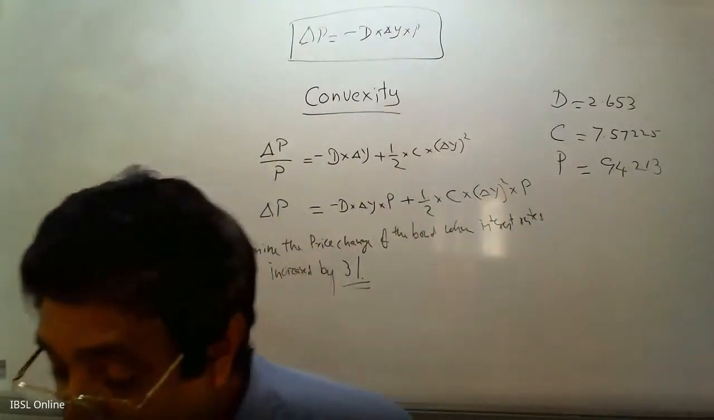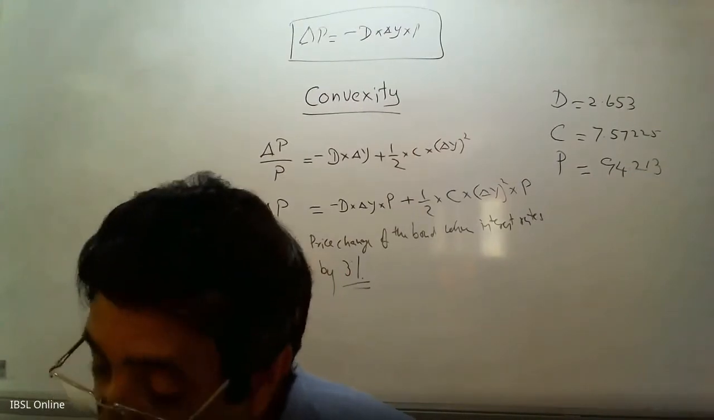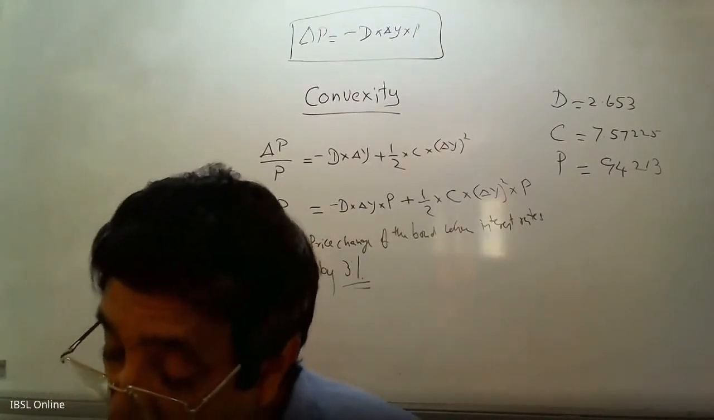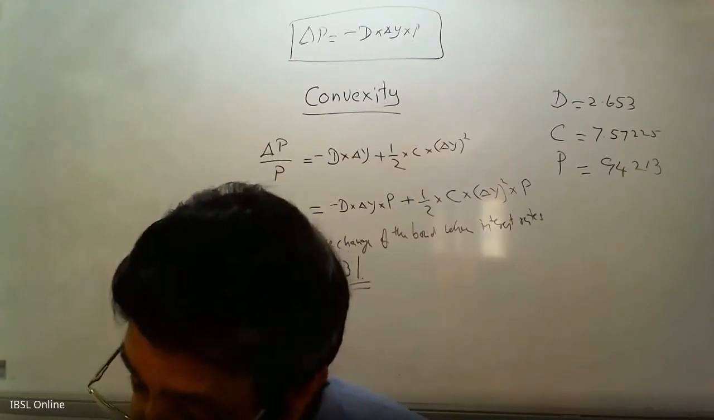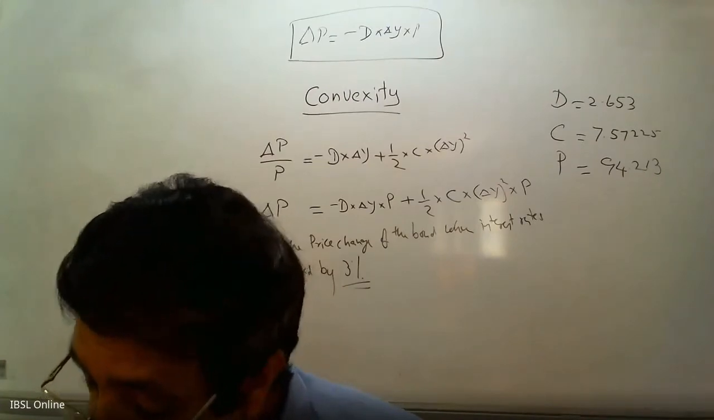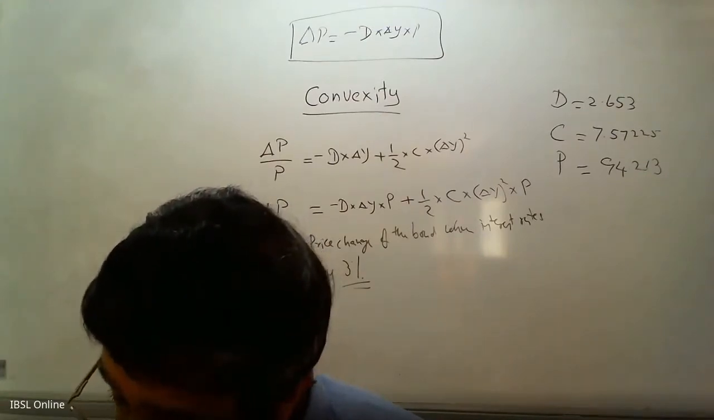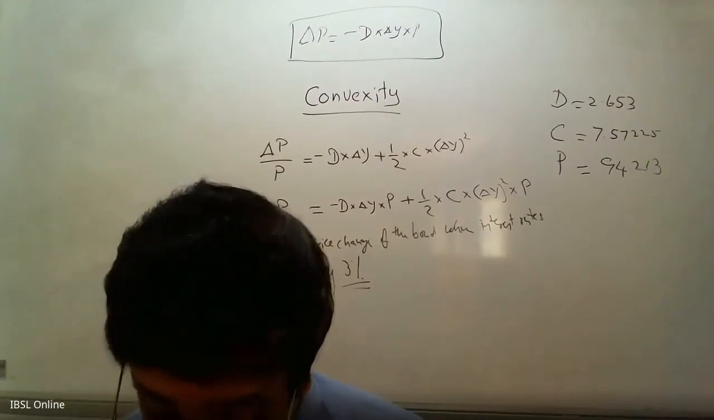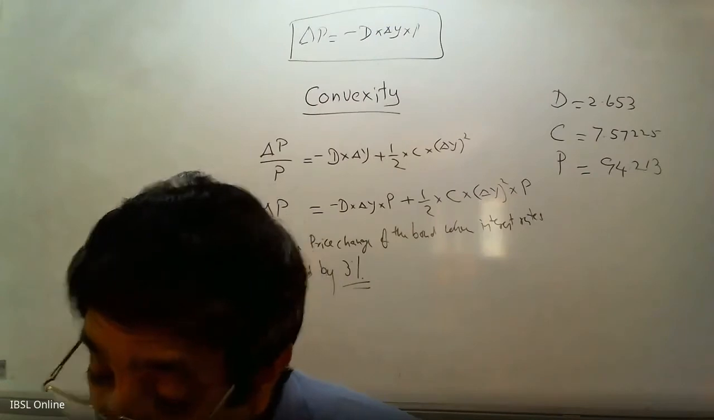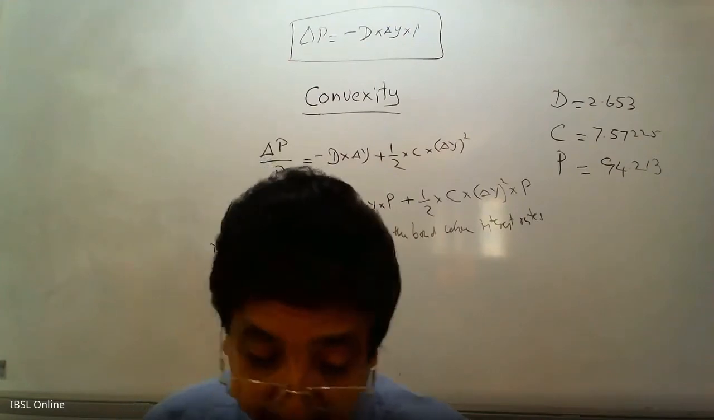So we will see that. What is that answer? Minus D is 2.653 into delta y is 0.03 into 94.213. That is minus 7.498. Right, you can see the answer comes as 86.714.